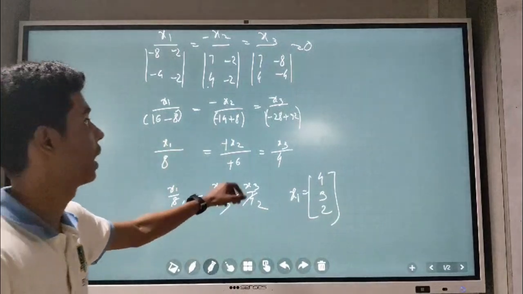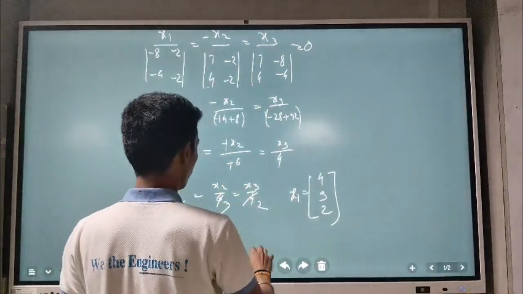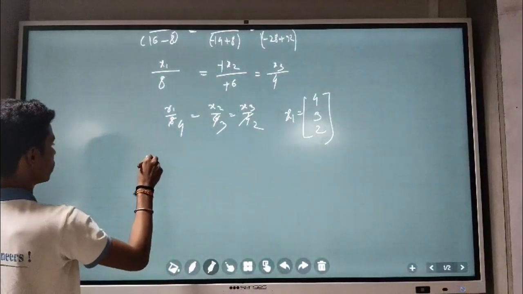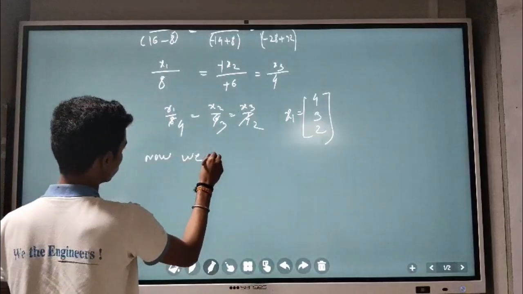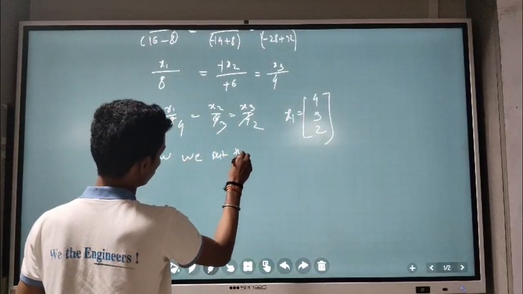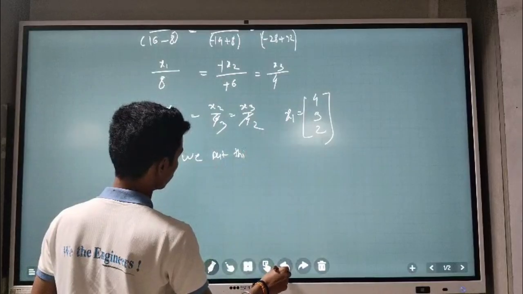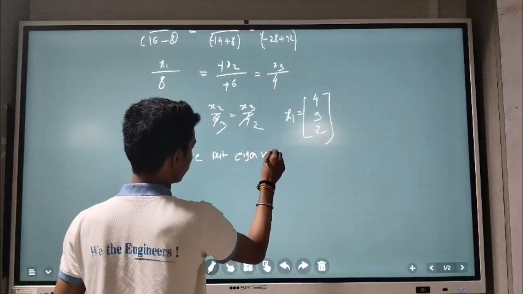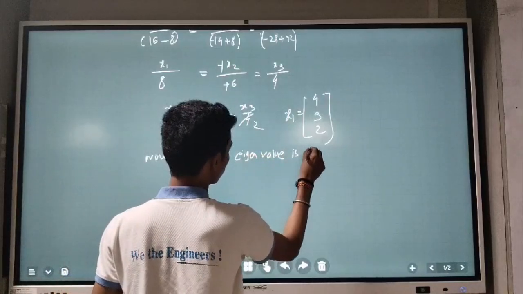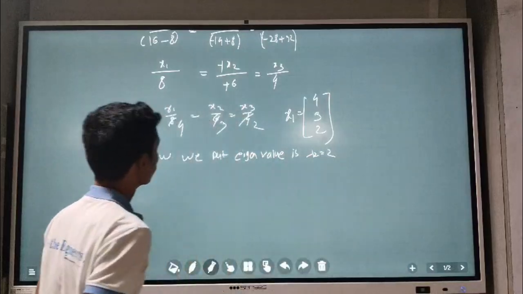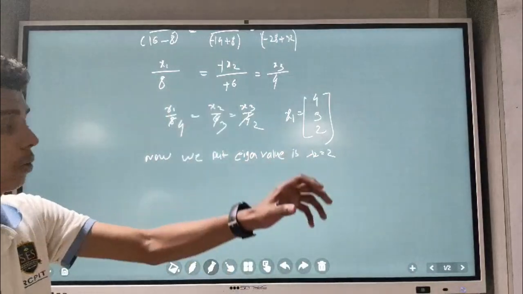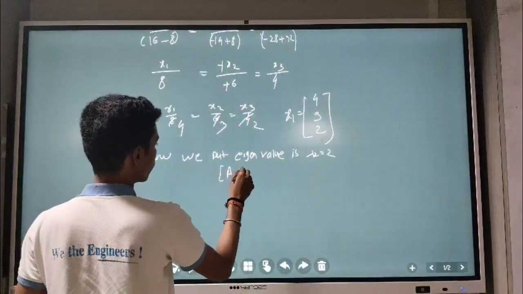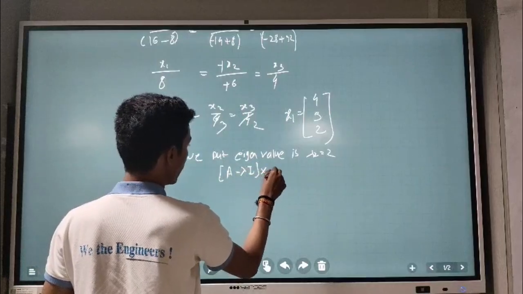The same we apply for lambda 2. Our lambda 2 value is 2. We put this into the equation, with eigenvalue lambda 2 equal to 2. Then we subtract 2 from the whole matrix A. We get a formula like A minus lambda I into x equal to 0.